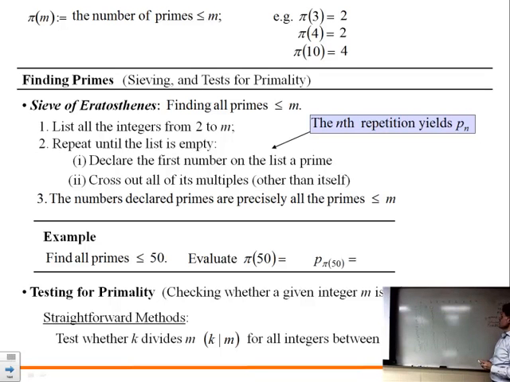Now go back, and are there still numbers on the list that haven't been declared yet? Take the smallest one, declare that to be prime. That's 3. Now cross off all the multiples of 3 that are still on the list. The even multiples of 3 are already crossed off, so I only care about the odd multiples. What's the first one? 9, and then 15, and then 21, and then 27.